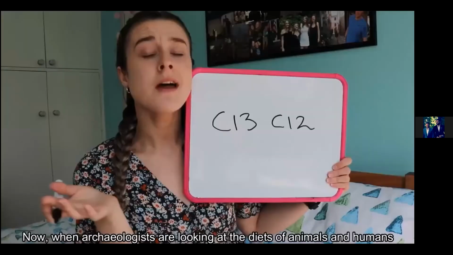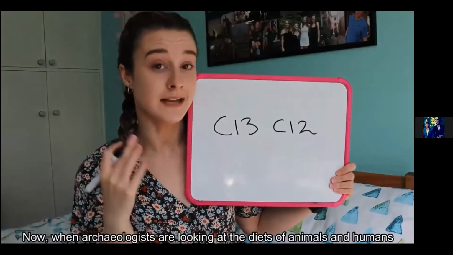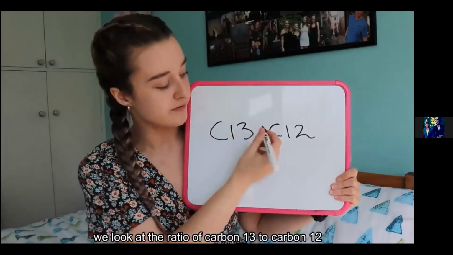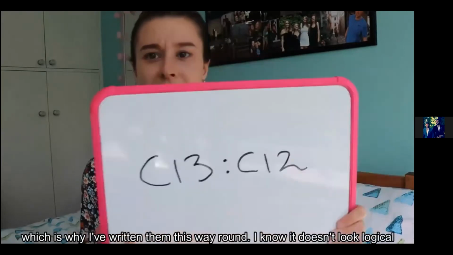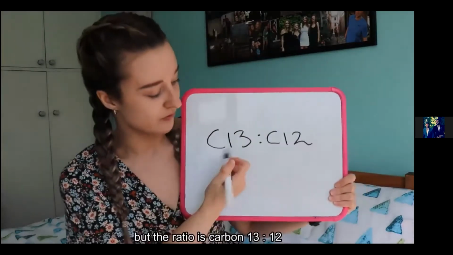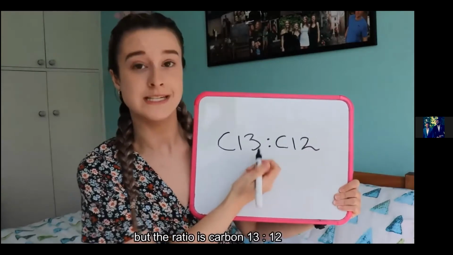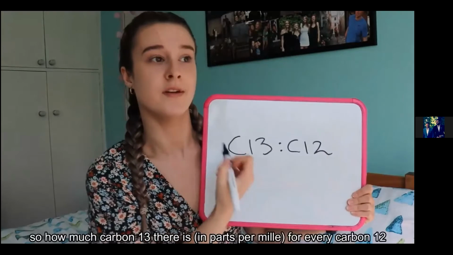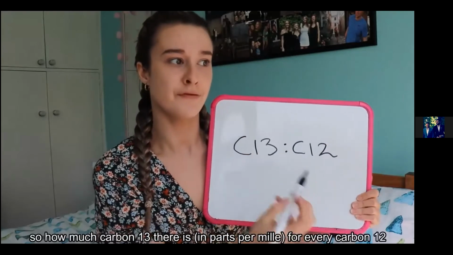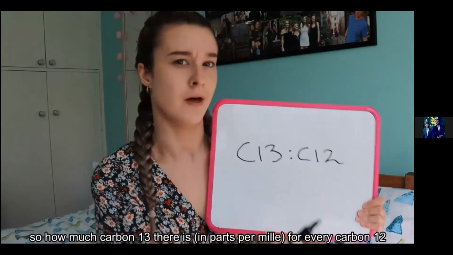carbon-13. Now, when archaeologists are looking at the diets of animals and humans, we look at the ratio of carbon-13 to carbon-12. Which is why I've written them this way around. I know it doesn't look logical, but the ratio is carbon-13 to 12. So how much carbon-13 there is for every carbon-12. And we write that little ratio like this.